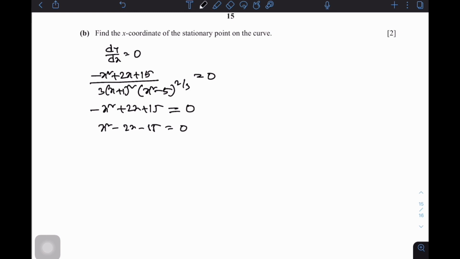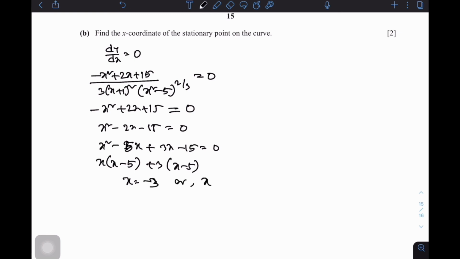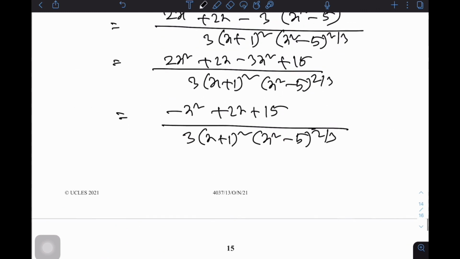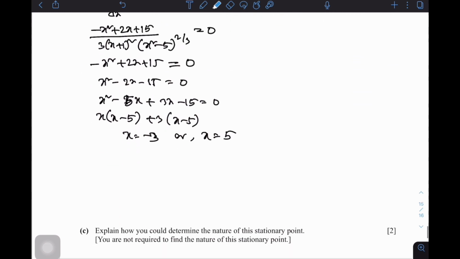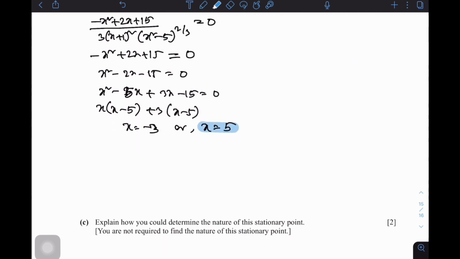Now, if we factorize this, x² - 5x + 3x - 15 equals 0. X is common, x minus 5, plus 3 is common, x minus 5. So x equals minus 3 or x equals 5. But let me check the question. In the question it is given x is greater than minus 1. So x cannot be minus 3, x should be 5.